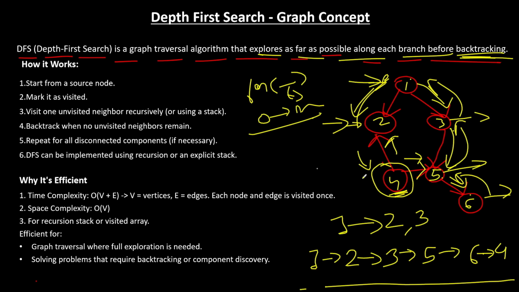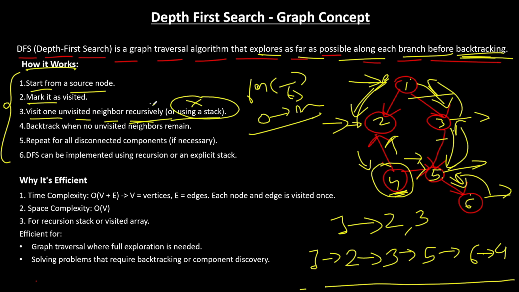Okay. And how it works in a theoretical manner, if you could see, we start with the source node. It could be anything. It could be 2 also, it could be 3 also, right? But I started with 1. We mark it as visited, then visit one unvisited neighbor recursively or using a stack. So the explicit stack is not necessary. When we use recursion, it already uses stack space. Okay, that's the thing. And we mark nodes as visited so that we don't visit one node again and again. We backtrack when no unvisited neighbors remain.